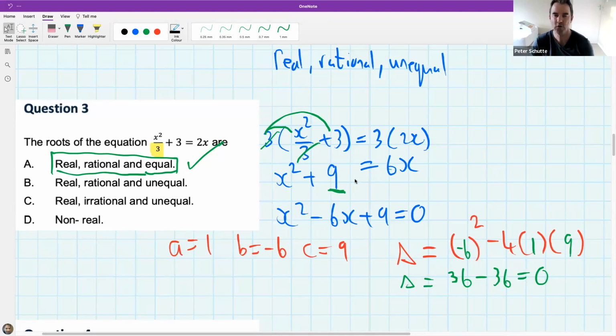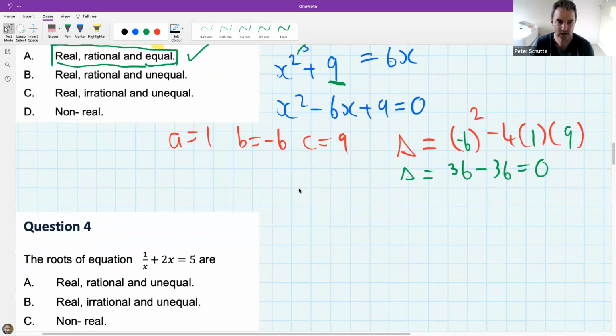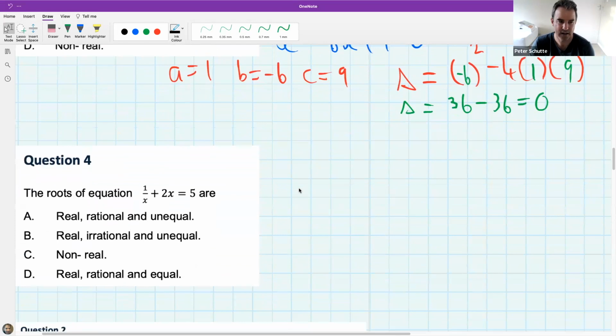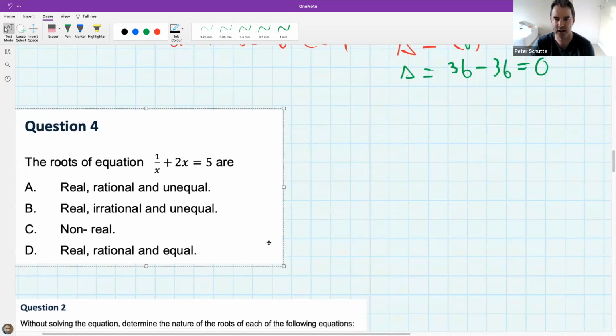Okay, cool. Well, let's do one more before the break around the nature of the roots. Can you find me the nature of the roots for this equation without solving the equation?